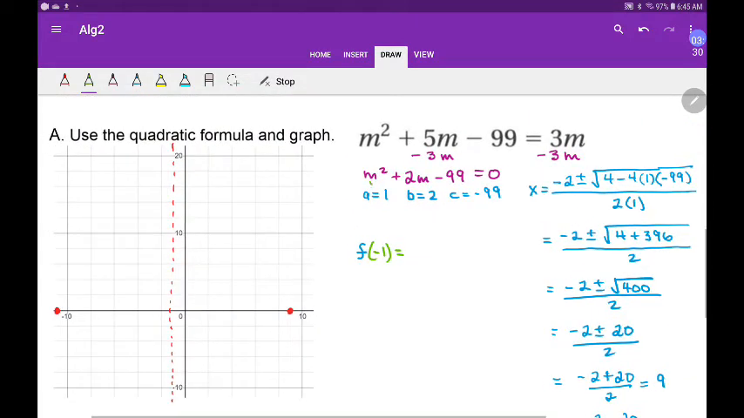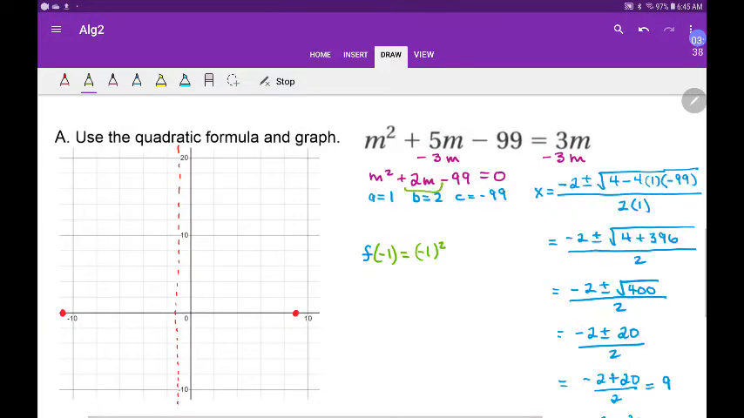Well, let's see. First of all, I say negative 1 squared. And then I say plus 2m, so plus 2 times negative 1. And then negative 99, right? Okay. So negative 1 squared is 1. 2 times negative 1. This is not going to fit on my graph. And then negative 99. All right, so we have 1 take away 101. So we have negative 100.